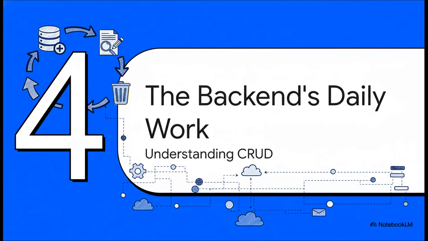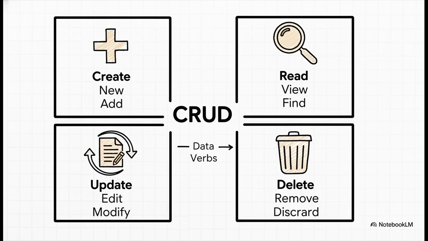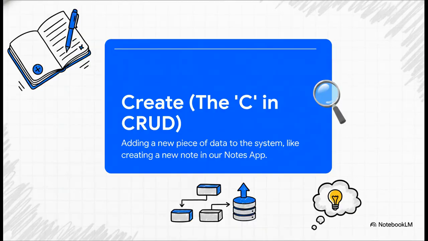So what is a backend actually doing all day long? I mean, when you strip away all the fancy stuff, most of its job really boils down to just 4 basic actions. We call these actions CRUD. It's an acronym that stands for Create, Read, Update, and Delete. And trust me, these 4 little verbs are the absolute backbone of almost every single app you have ever used. First up is C for Create. This is just adding new information. Simple as that, like when you save a brand new note in our app.